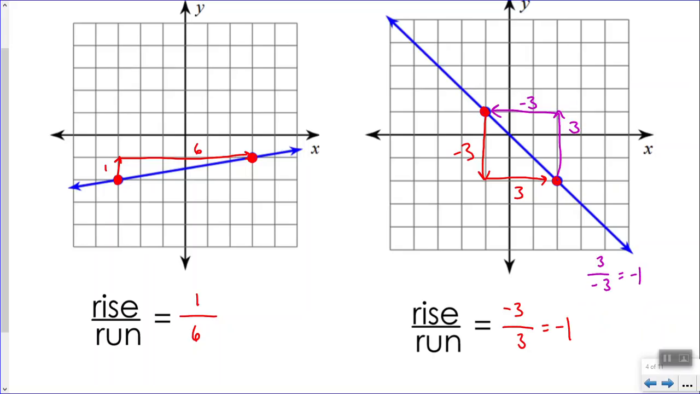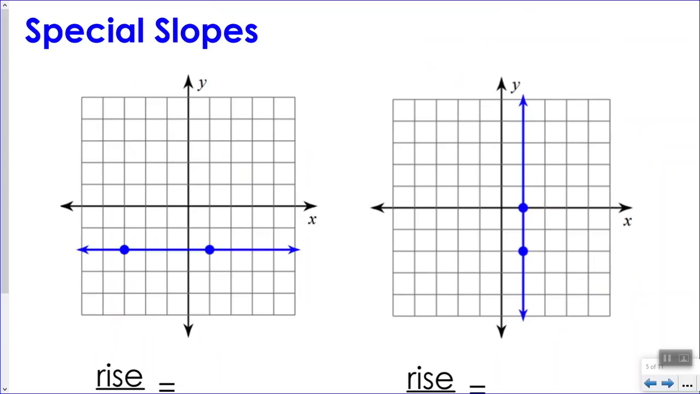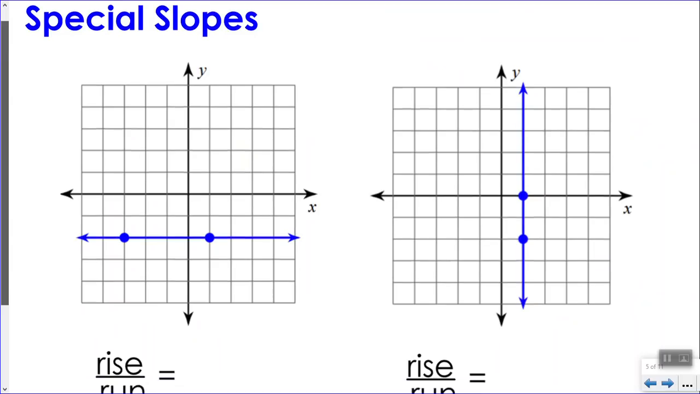So truthfully, it doesn't matter which way you go. Usually we prefer to go left to right just because that's our standard way of doing things. But if you go the other way, the signs on your rise and run will flip, resulting in the same slope.